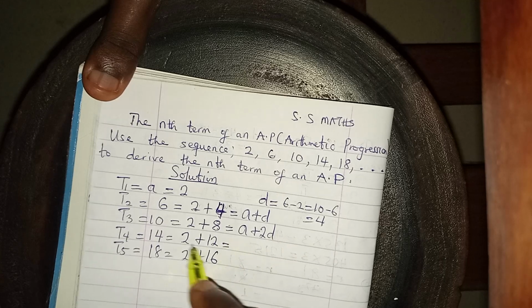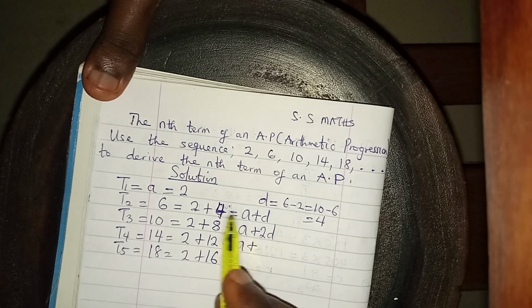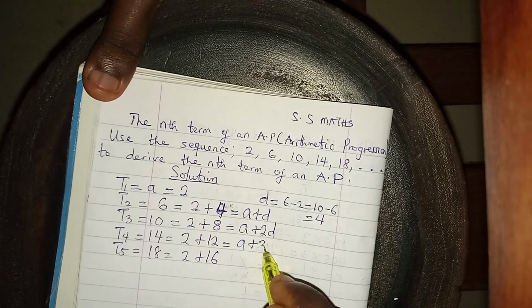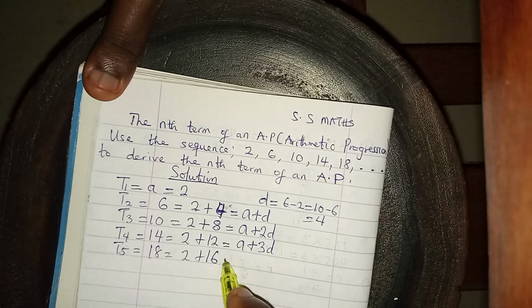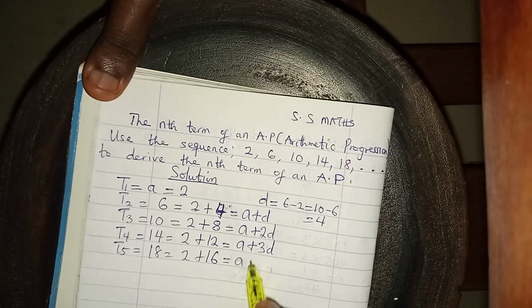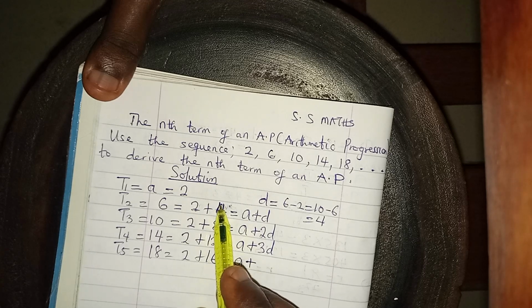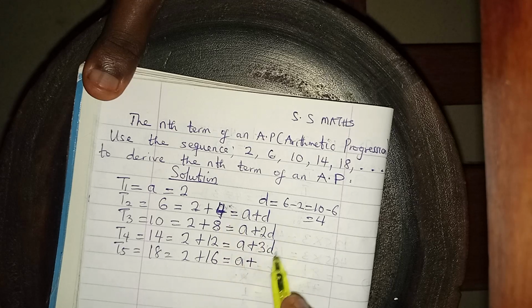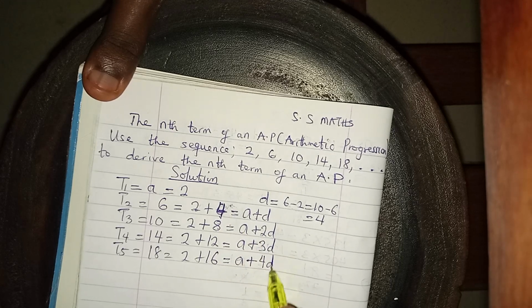This one also, we have A plus the difference times 3, which will give me 12. 4 times 3 is 12, so this can be written as 3D also. The same process: the first term is still A plus the common difference, 4 times 4 is 16. So I can write it as 4D.